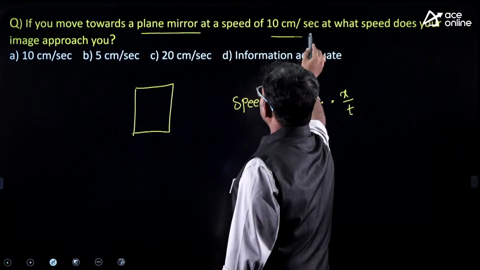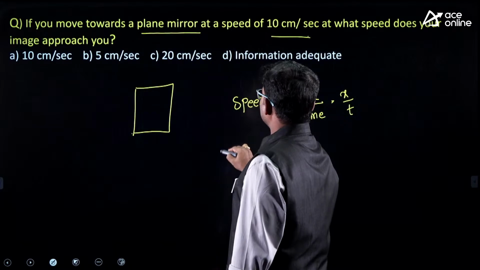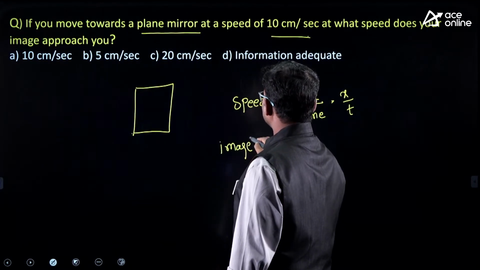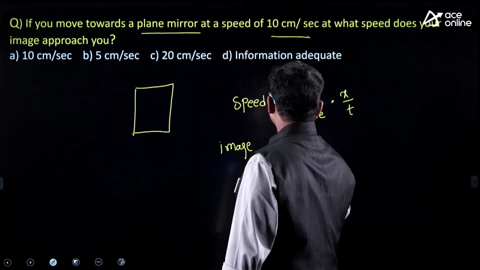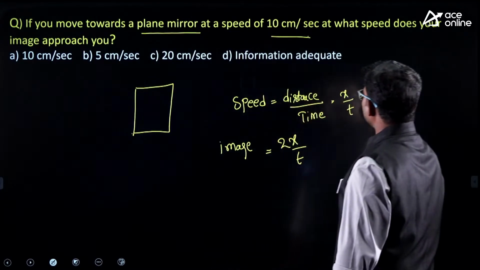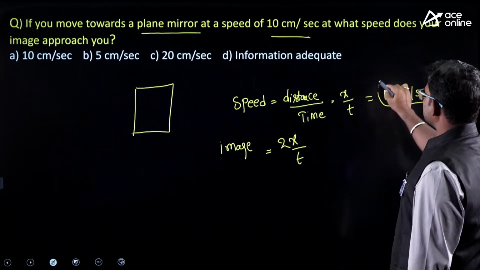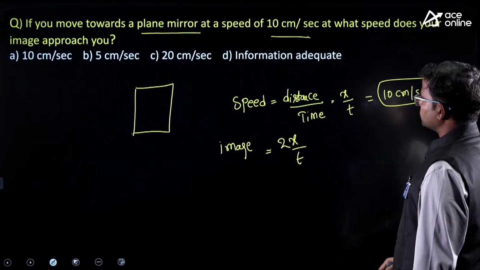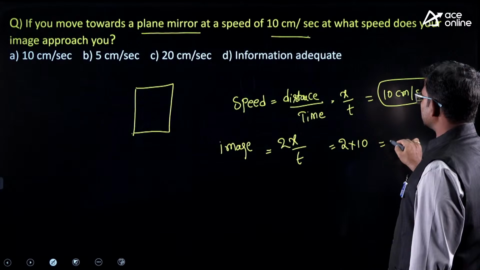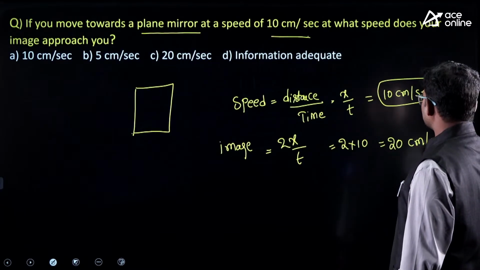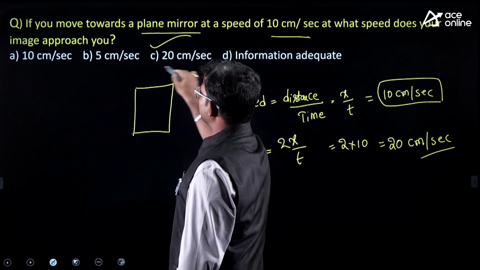Yes, so here, guys, the formula for the speed at which the image approaches, especially in a plane mirror, is 2x by t. We already know that x by t is equal to 10 centimeters per second. So with the formula 2x by t, we get 2 into 10 centimeters per second. So finally, what do we get? 20 centimeters per second. Due to that, we have to consider option C as the right answer.